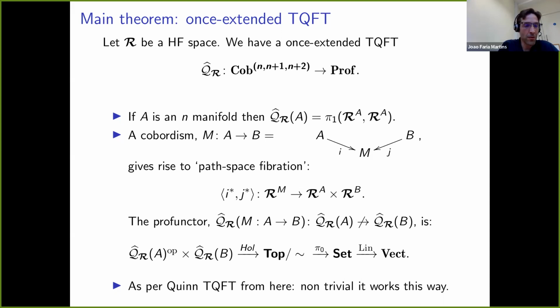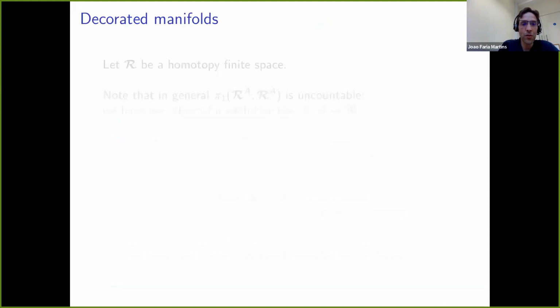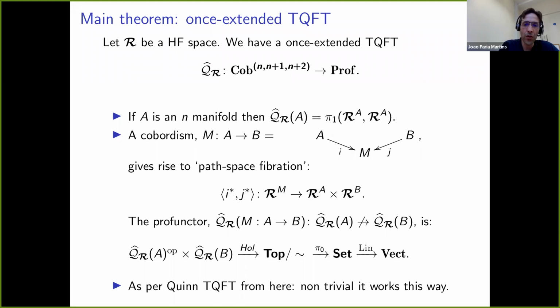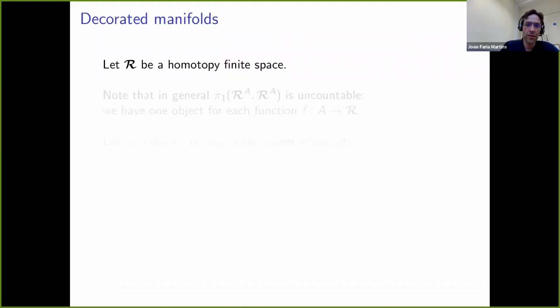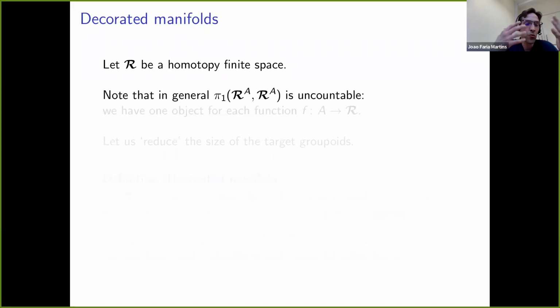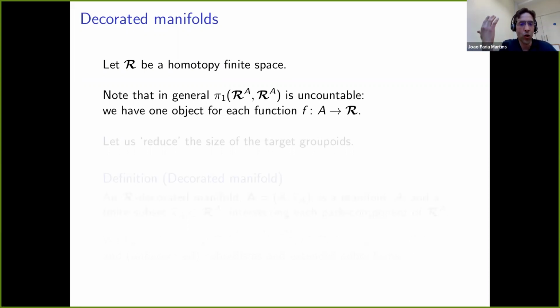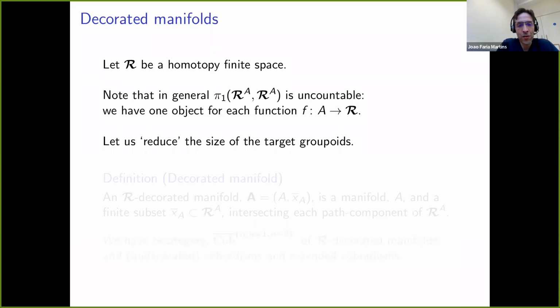be computed, and you can actually do calculations with it. And first of all, you will observe that if R is a multi-finite space, then the vector space groupoid that the extended Quinn associates to the manifold is uncountable, because the fundamental groupoid of the function space, so you have one object of the groupoid for each element of the function space. And so first of all, we need to figure out a way to reduce the size of the target groupoids.